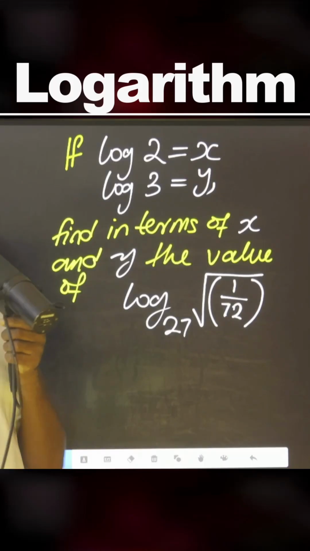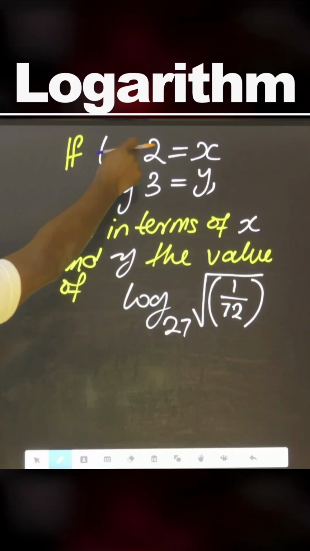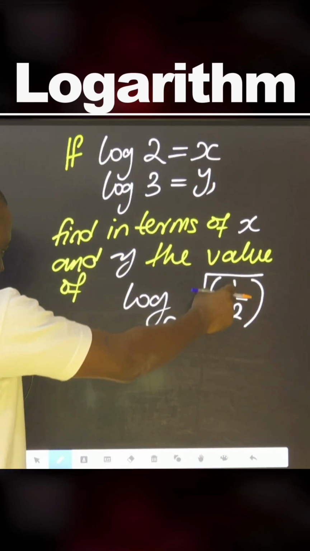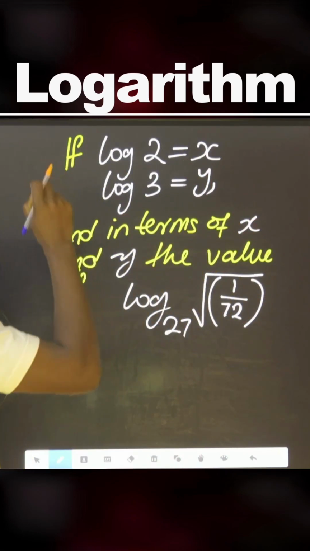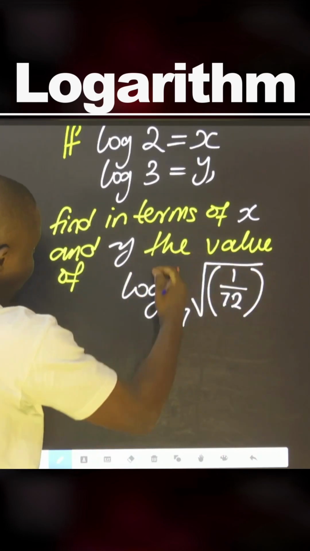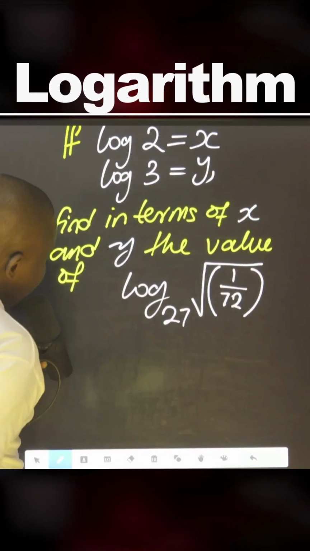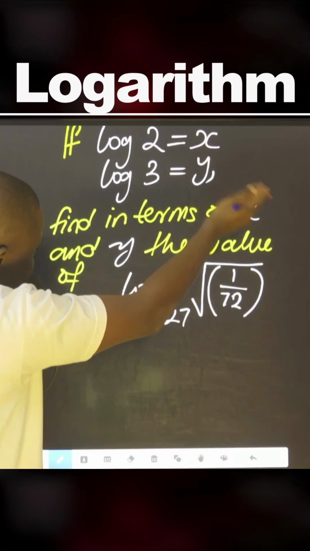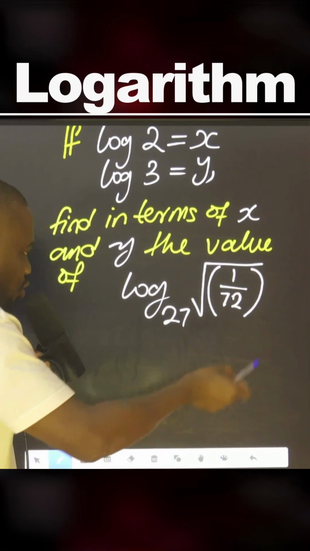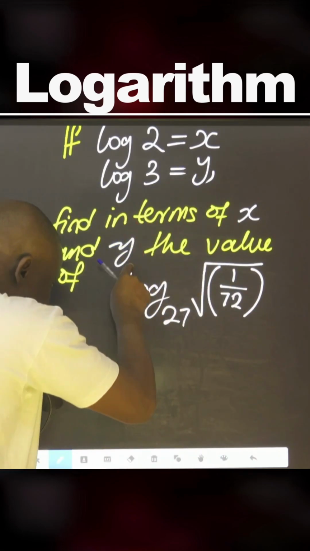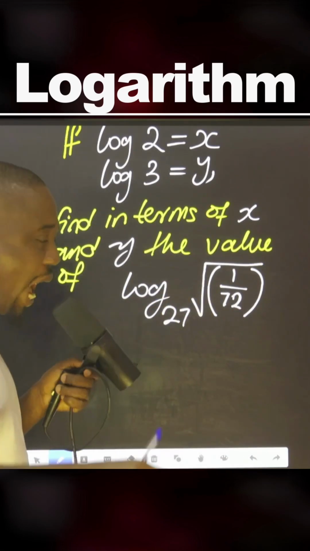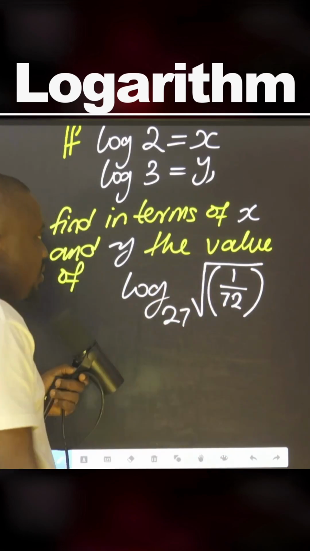Let's look at this. It says, if log 2 is equal to this and log 3 is equal to this, we should find this in terms of x and y. Okay, now let's go for this because there's nothing to solve here. They've given us what is x and what is y. But we need to find this. We need to introduce x and y to this question. We need to make x and y to be part of this question.